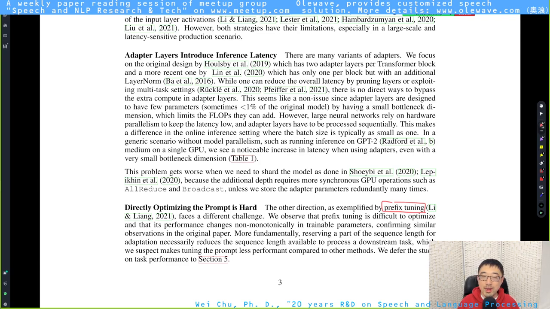Because the requirement is not to increase the latency during inference, the eventual model has to be exactly the same architecture as the model before fine-tuning. And every matrix, every activation in the model after fine-tuning has to be exactly the same as the model before fine-tuning. You cannot add layers. Maybe you can remove layers, but that doesn't make sense.